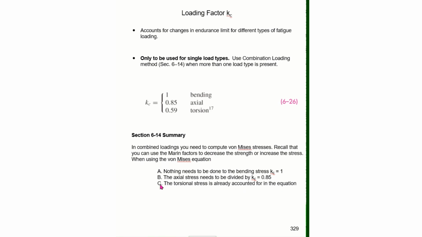We'll look at an example problem of this later on. For now, remember this table for single load types. So if you have pure bending, Kc is 1, pure axial load, it's 0.85, pure torsion, it's 0.59. Kc is very easy to apply.